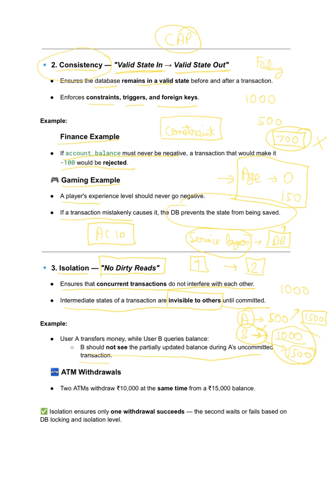Let's take another example of ATM withdrawals. Two ATMs withdraw 10,000 at the same time from a 15,000 balance. Isolation ensures only one withdrawal succeeds, right? This is another example. Let's say you are trying to withdraw 1000. Another user is also trying to withdraw 1000. The one whose transaction is coming first will make sure that that transaction is getting committed and the second is failing.